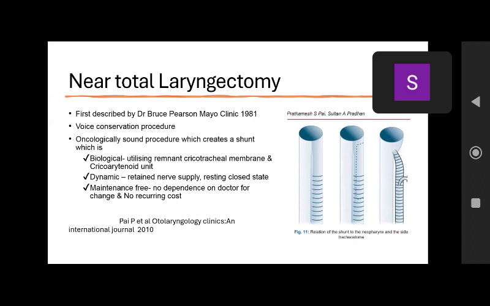So this near total laryngectomy was first described by Bruce Pearson. It's a voice conservation procedure in which we create a biological shunt between the remnant cricotracheal membrane and the cricoarytenoid unit. It is very dynamic because the nerve supply is retained, and it is maintenance free. You do not require any maintenance or any external device for voice, it does not depend on a doctor, and there is no recurring cost for it.